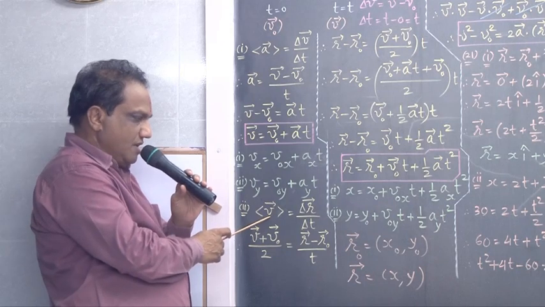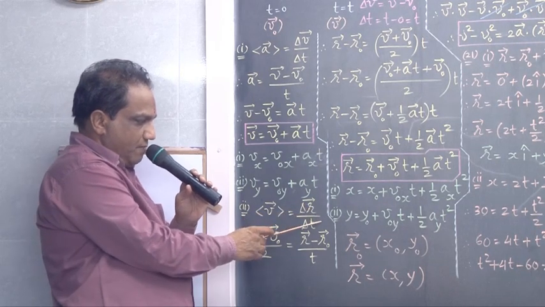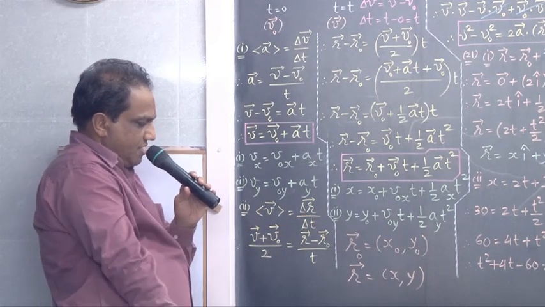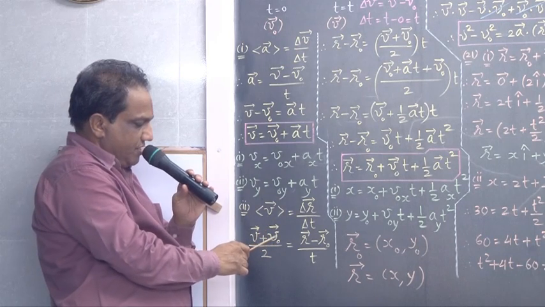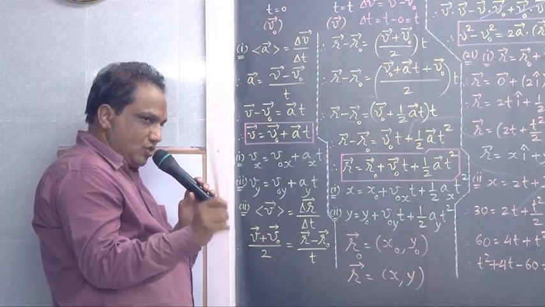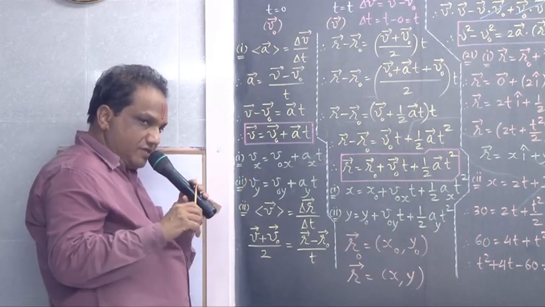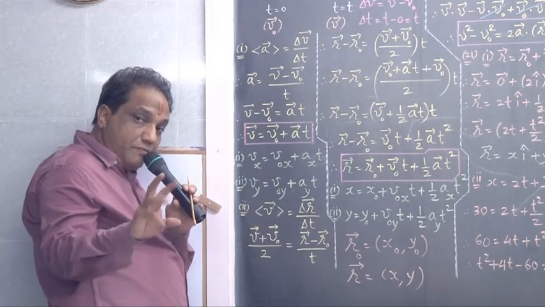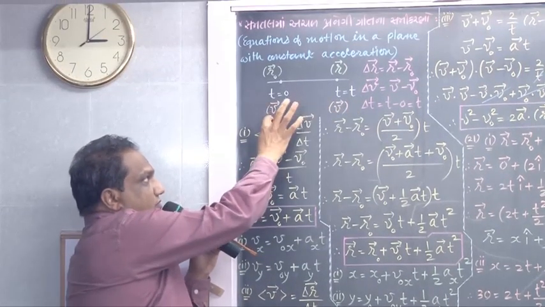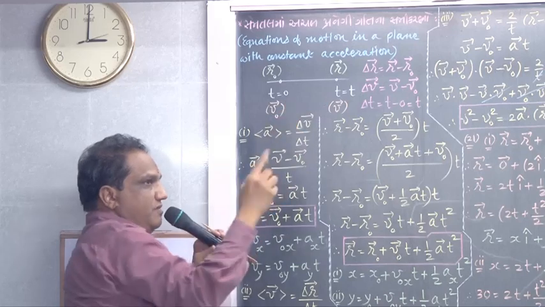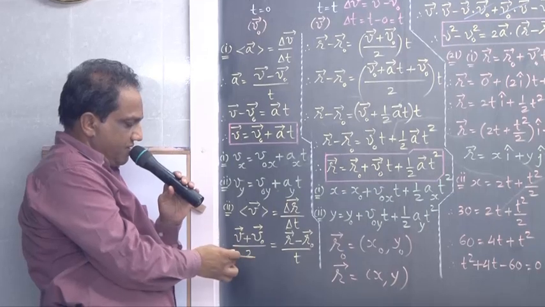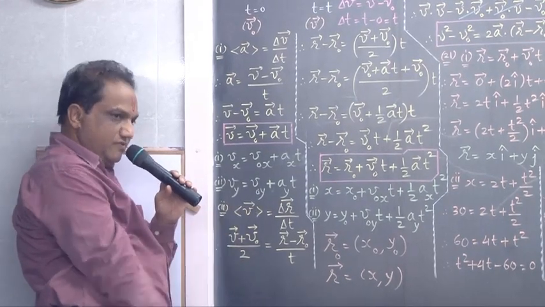Average velocity, last time we saw, is displacement upon time. Now instead of average velocity, I am writing initial velocity plus final velocity divided by 2. Whenever acceleration is constant, you can find the average mathematically as the mean of the two velocities, their summation divided by 2. So initial velocity plus final velocity divided by 2 gives you average velocity.